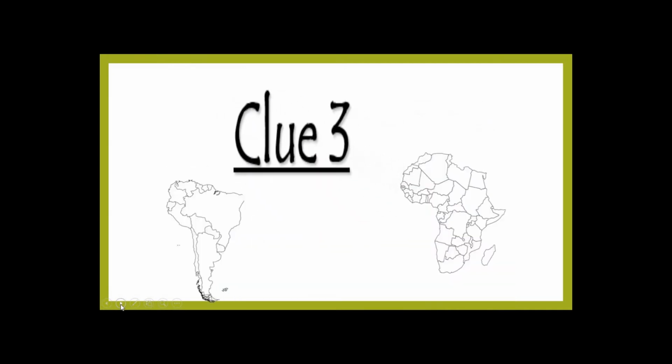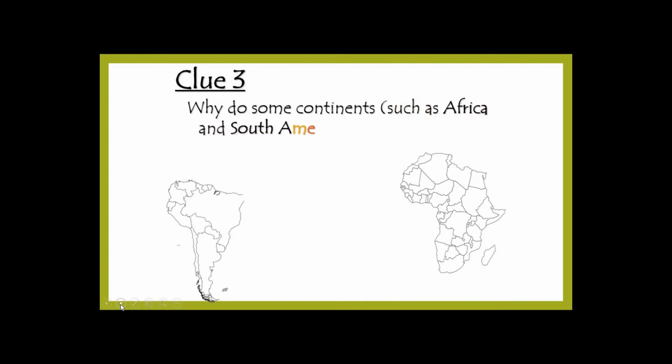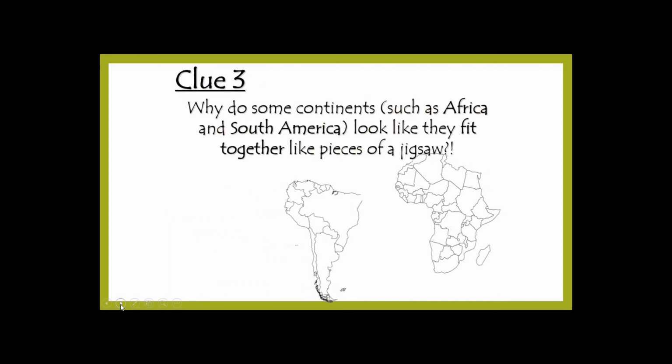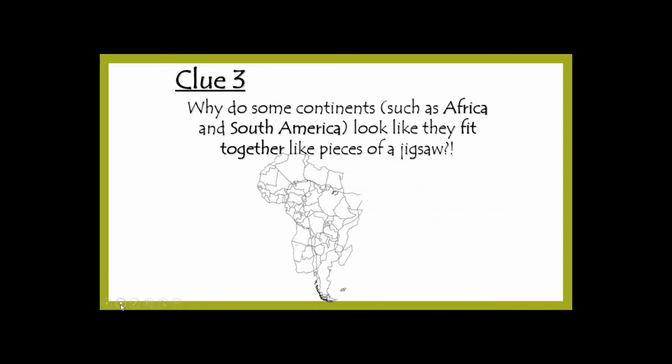Final clue, and perhaps one of the strongest ones, is the shape of the continents. Some of them literally look like they used to fit together like pieces of a jigsaw, in particular South America and Africa. So they shouldn't be overlapping, they should just fit along the edge there. So he put forward this idea that the continents are moving, the continents are drifting. And so he called his idea continental drift theory.